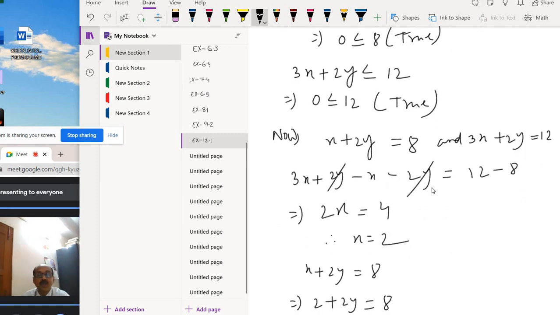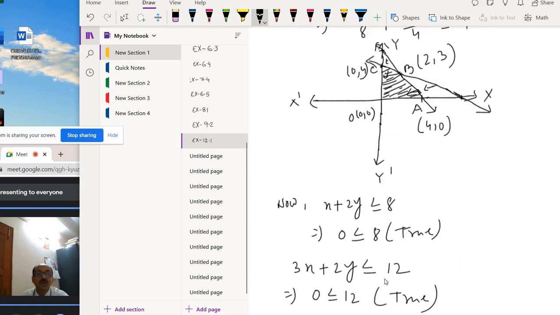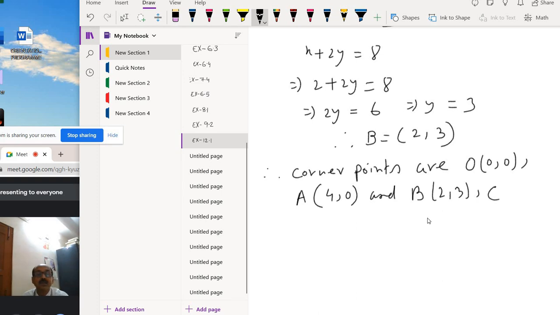Therefore the corner points are: origin 0, 0, then A point is 4, 0, and B is 2, 3. One more point is there, C. C is 0, 4.